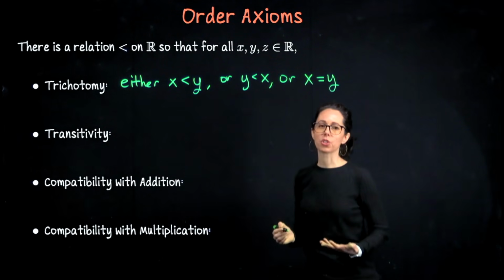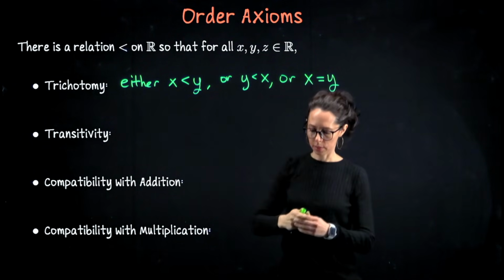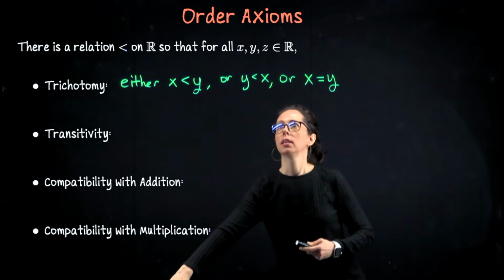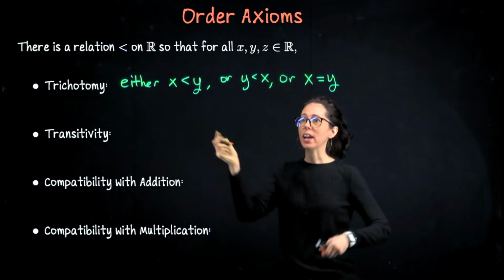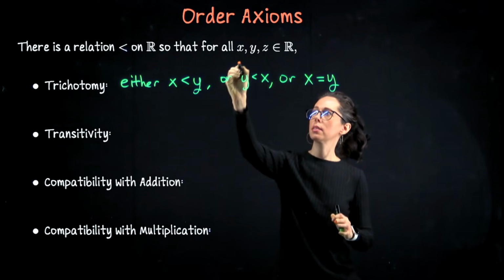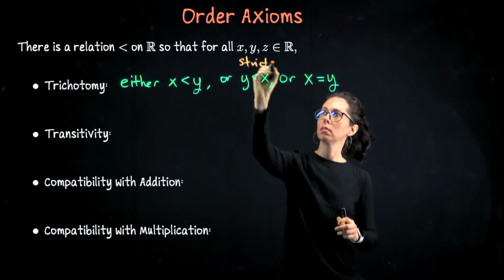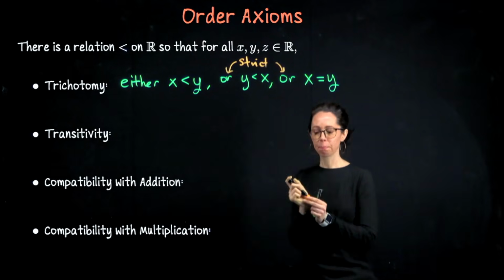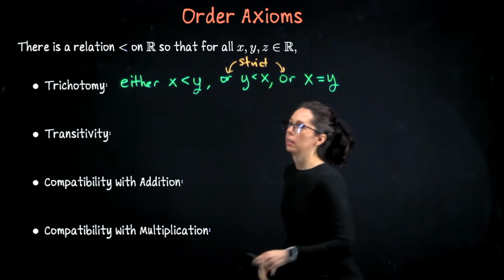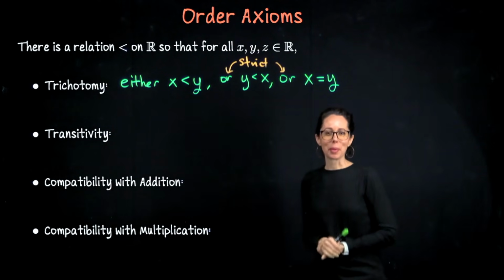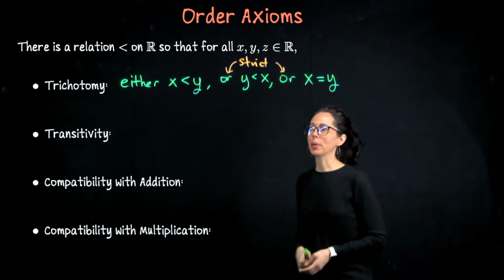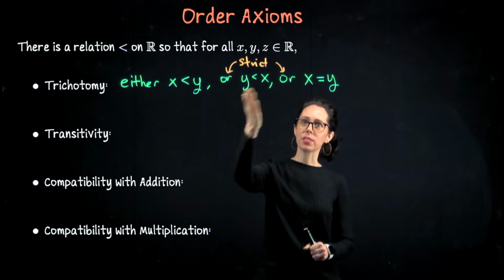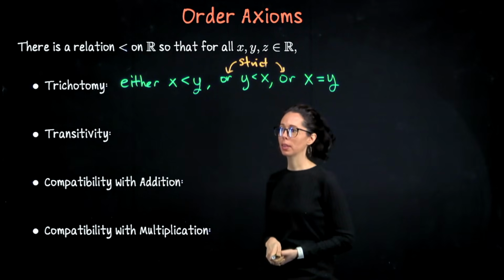And here this or is strict. Let me just make a little note of that. So you land in exactly one of these three categories. Okay, so again, that's something that you probably immediately feel must be true when you compare numbers. One is smaller than the other, or vice versa, or they're the same number.